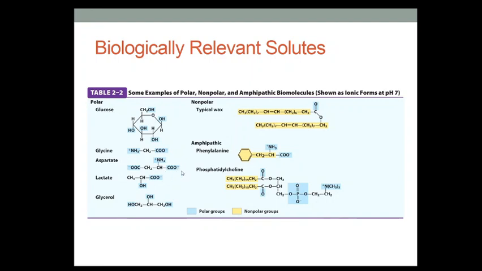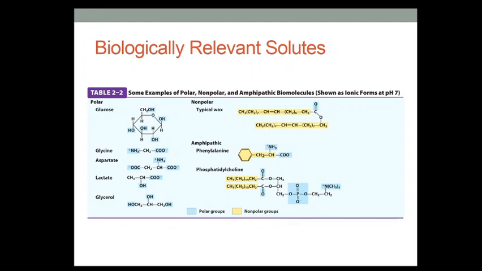Aspartate has a similar story. This is another amino acid. Lactate, similar story. Here we have a carboxylate and a hydroxyl group. Glycerol has 3 hydroxyl groups. So all of these polar molecules, the common theme amongst them is that they can easily form hydrogen bonds with the solvent water, with bulk water.